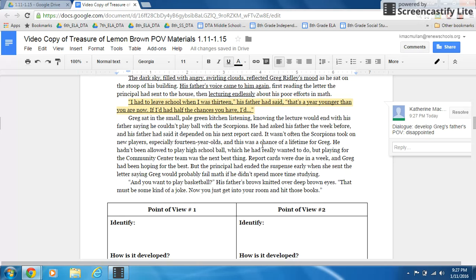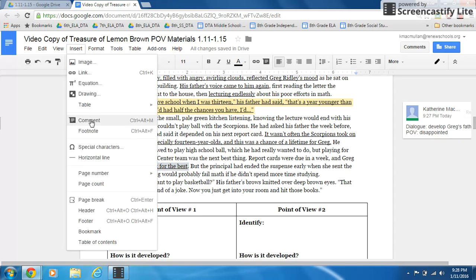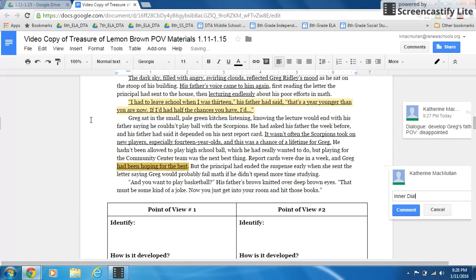I'm going to underline this here because this is showing how Greg is feeling about the situation. And I'm going to do this, had been hoping for the best, as well. And what strategy is our author using mostly here? I'd say it's inner dialogue, because it shows us Greg's thoughts to develop Greg's point of view.